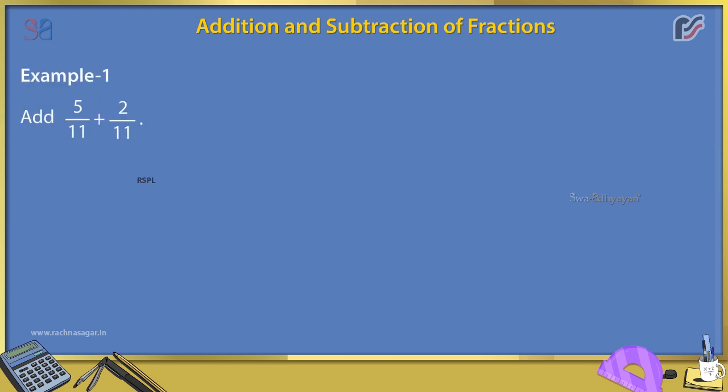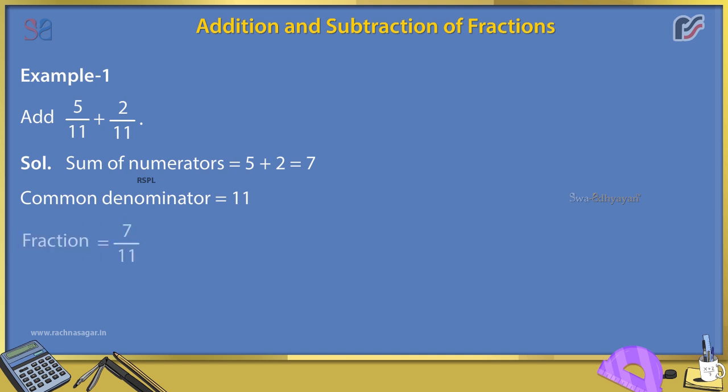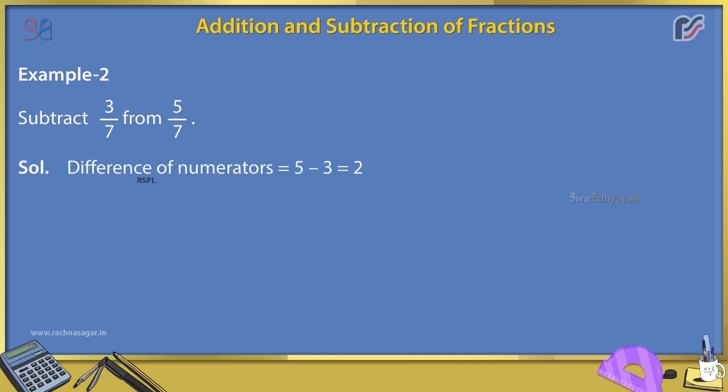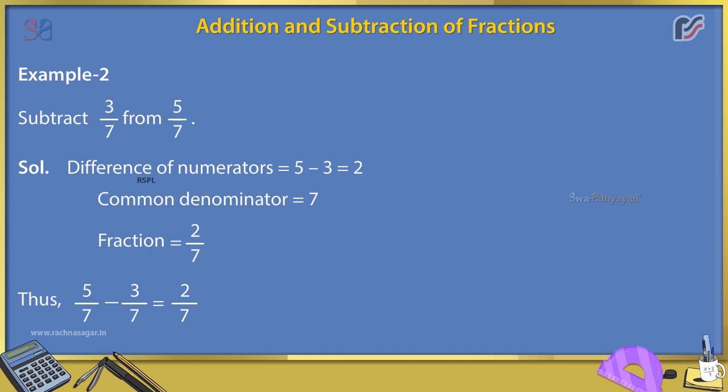Example 1. Add 5/11 plus 2/11. Solution: sum of numerators is equal to 5 plus 2, which is equal to 7. Common denominator is equal to 11. Fraction is equal to 7/11. Thus, 5/11 plus 2/11 is equal to 7/11. Example 2. Subtract 3/7 from 5/7. Solution: difference of numerators is equal to 5 minus 3, which is equal to 2. Common denominator is equal to 7. Fraction is equal to 2/7. Thus, 5/7 minus 3/7 is equal to 2/7.